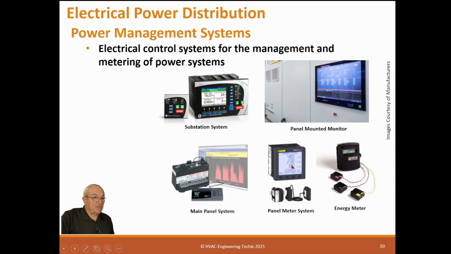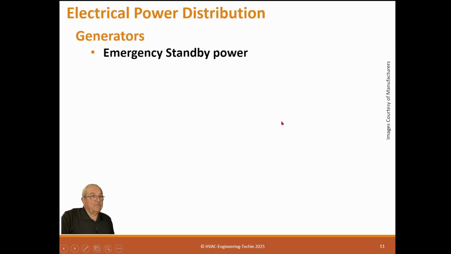I mean, $1,000 around. And a utility-grade meter may be $2,000, so it's going to be a difference.